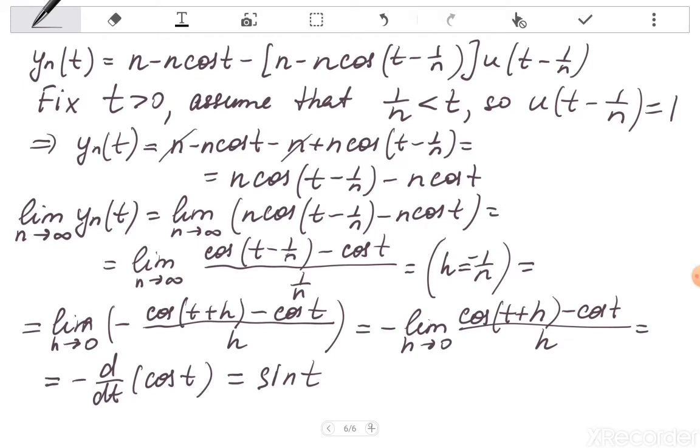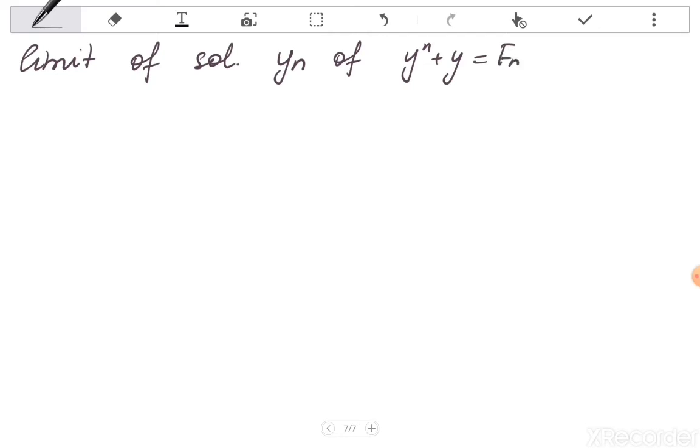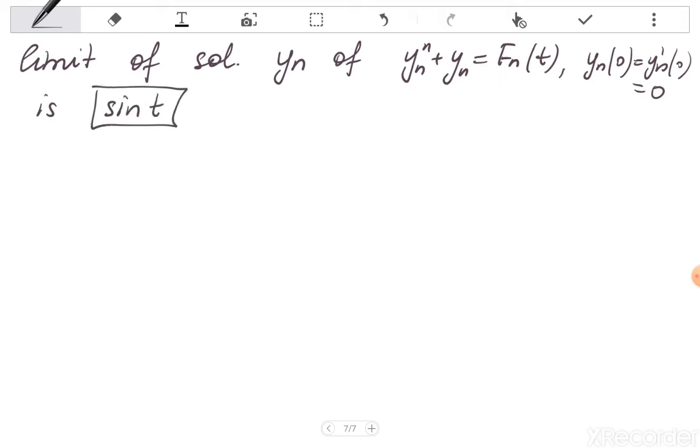So let's summarize what we have. The limit of solutions yn of the problem with the initial values yn of 0 and y prime n of 0 just 0 is sine t. So this is the limit of these functions yn.